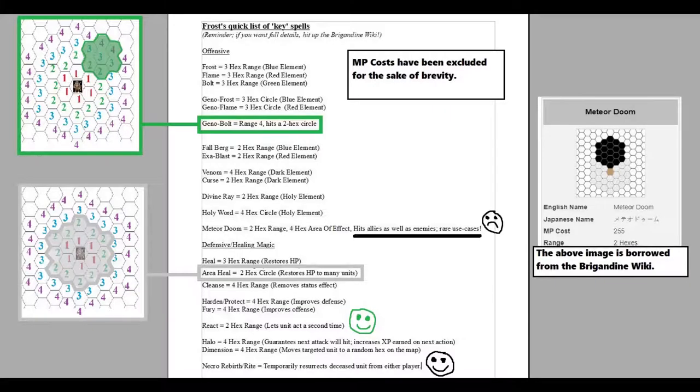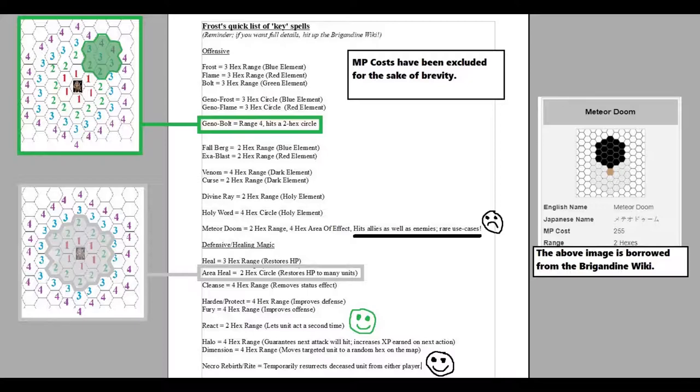So these are a list of my key spells, the things that I use all the time. It's not a complete list, but it does give you some idea of how these things work. The first 3 spells are Frost, Flame, and Bolt. They are a 3 hex range spell, so they can hit any of the blue hexes on the charts to your left. Genofrost and Genoflame are a circle area of effect, so they hit all of the things surrounded by the blue circles. Geno Bolt is a little different, that's why I've highlighted it. It has a 4 range area of effect, as demonstrated on the map.